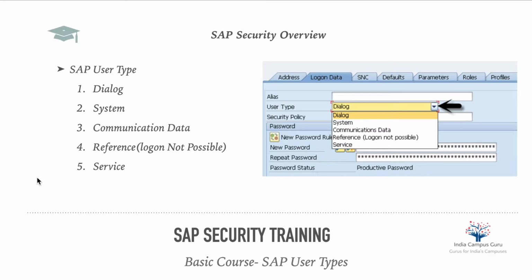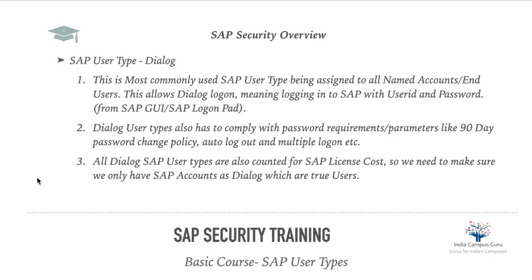So let's briefly go over what all these different user types mean. The first one, I would say the mostly used type, is the dialog type. There are different ways to log into SAP, via the SAP Logon Pad. As we discussed, you open your SAP system from the SAP Logon Pad, then you need to enter your client, ID and password. So dialog type allows a user to log in using user ID and password, and this is the type which should be assigned, the mostly used user type for all named accounts or end users. If I'm an end user, if I'm an IT user, I would be a dialog user type.